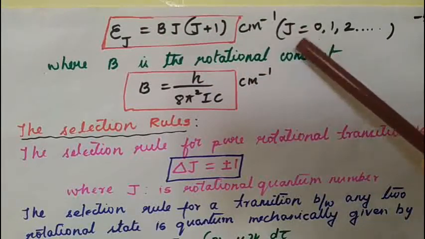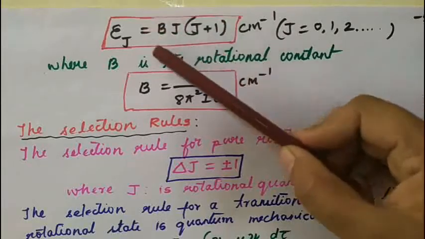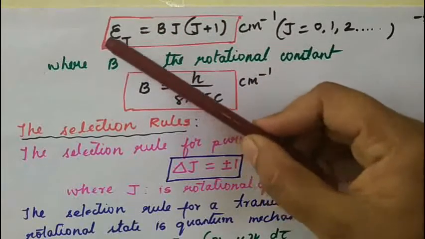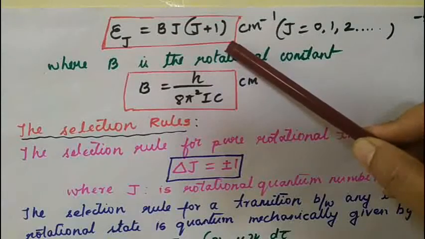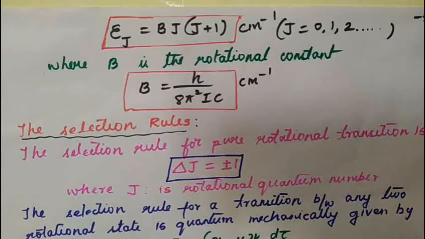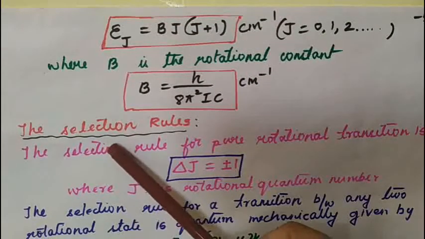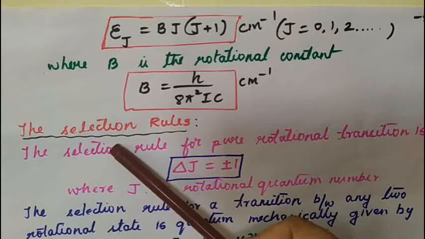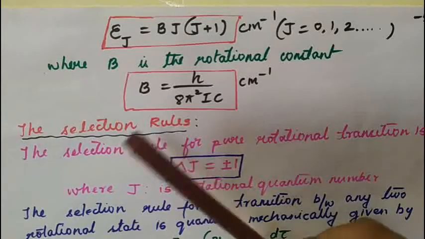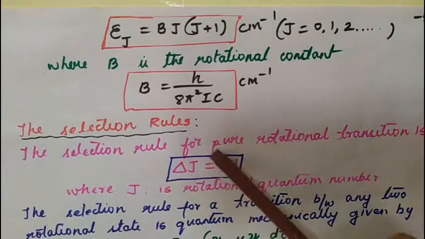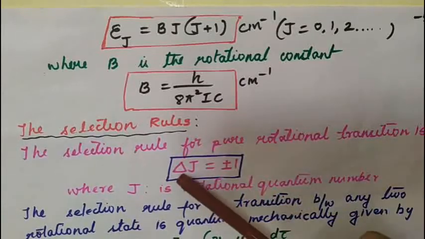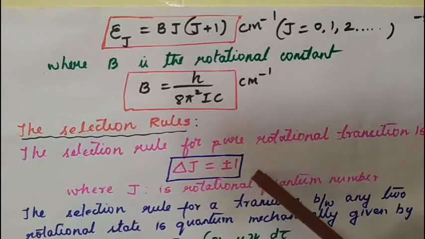Now, if you know the value of J, we can find out the wave number of different energy levels. Now, let us understand the selection rule for rotational energy levels for a rigid diatomic molecule. So, this is the selection rule: delta J is equal to plus or minus 1.